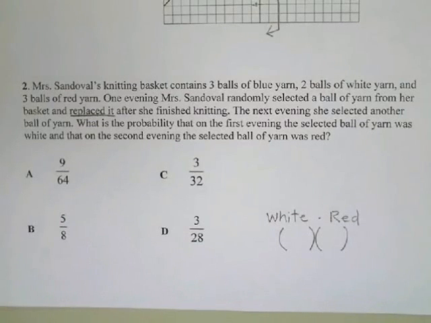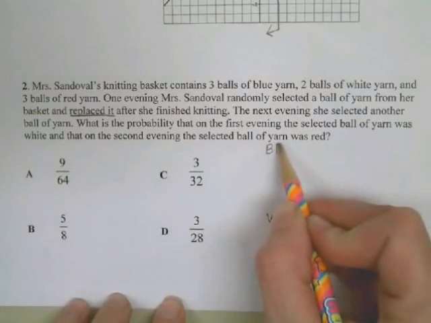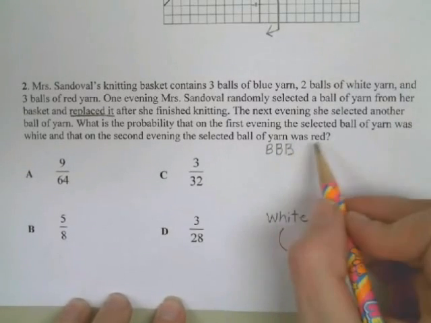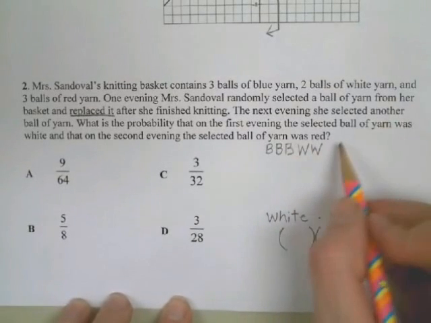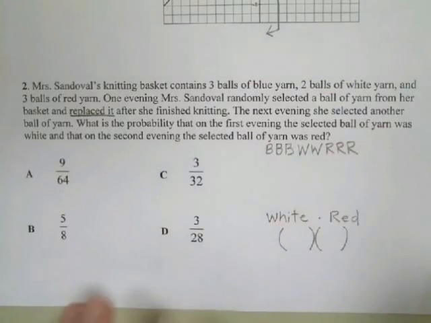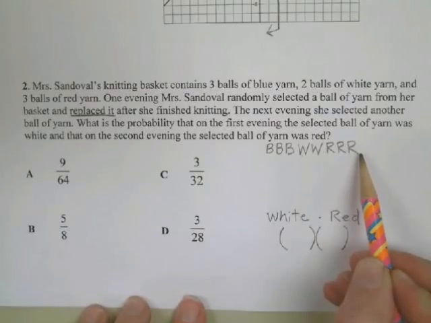Let's go back to the types of yarns that we're working with. We have 3 balls of blue yarn, so I'm going to use B for blue. We have 2 balls of white yarn, so I'm going to use W for white. We have 3 balls of red yarn, so I'm going to use R for red. And that will visually help us out keeping track of how many we're working with. Looks like we have 8 balls of yarn to pick from. So on the first day, Miss Sandoval randomly selects a ball of yarn, and the probability of picking a white is going to be 2 out of the 8 balls of yarn that are there. So the probability of picking a white one is 2 out of 8.